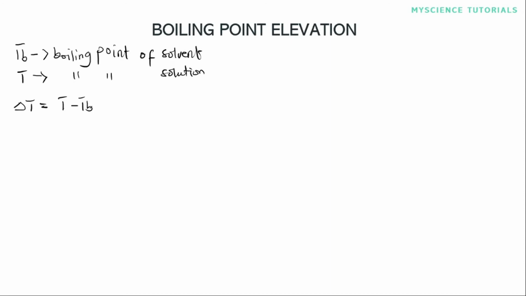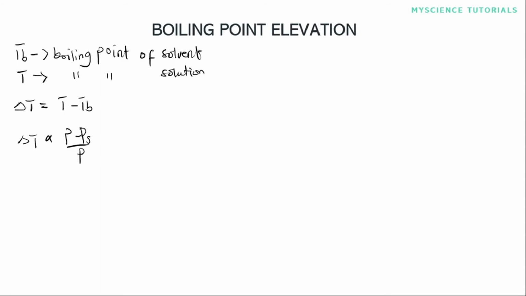Now, the elevation of boiling point has been found to be directly proportional to the relative lowering of vapor pressure, which means our delta T is proportional to P minus PS over P. In our first tutorial, we made mention of what the relative lowering of vapor pressure is, where P is the vapor pressure of the solvent and PS is the vapor pressure of the solution.